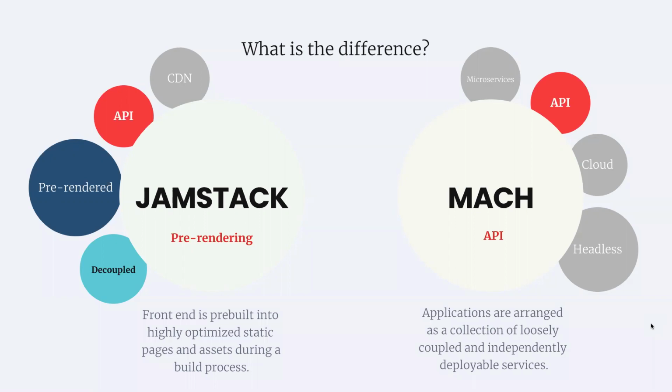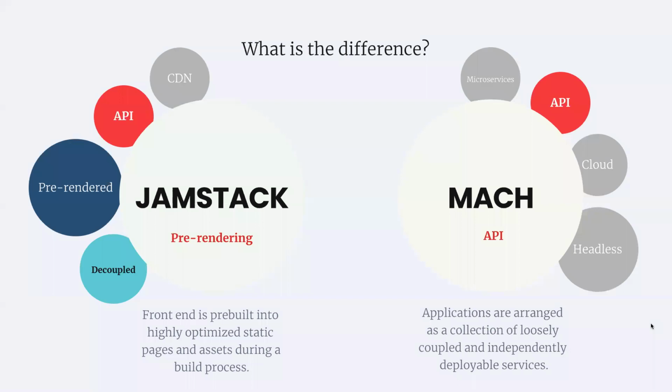So on the left, we've got Jamstack. Everything is pre-rendered. Front end is pre-built, decoupled. It's highly optimized static pages and assets, and everything happens during the build process. That's key: everything happens at build process. So you're utilizing a CDN. Everything is pre-rendered, decoupled, and you've got APIs. The API is still needed there, because if you want to process credit cards, or communicate something to a service or get some information from a service, you still have to have that functionality available. Otherwise, you can't really do static credit card processing. You just can't.